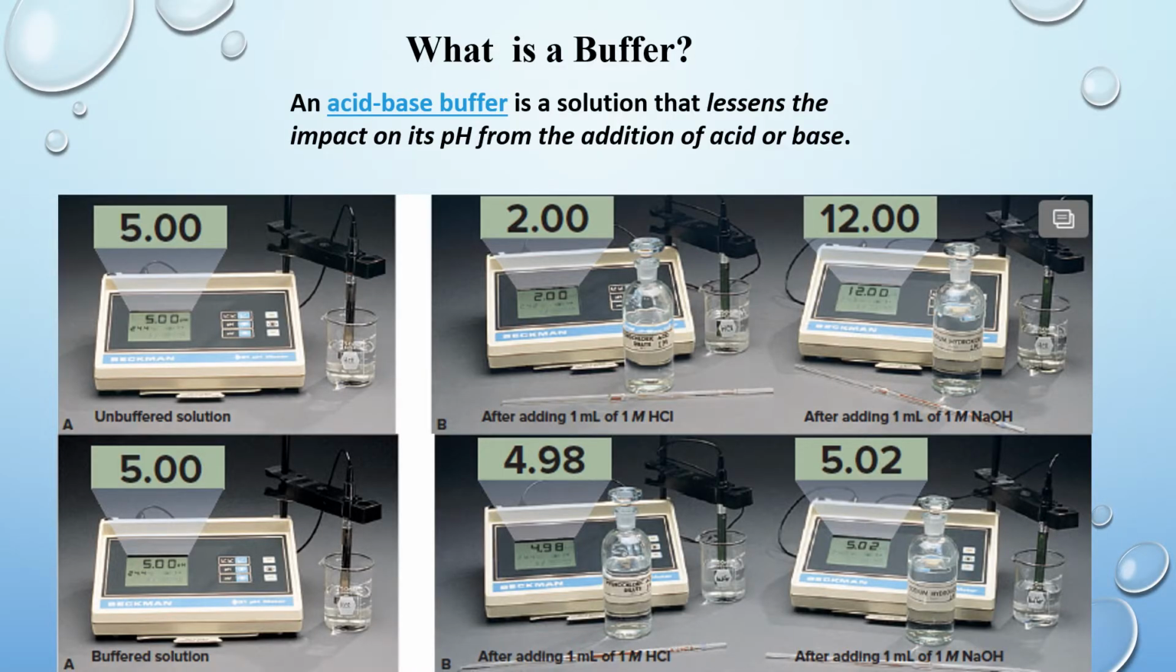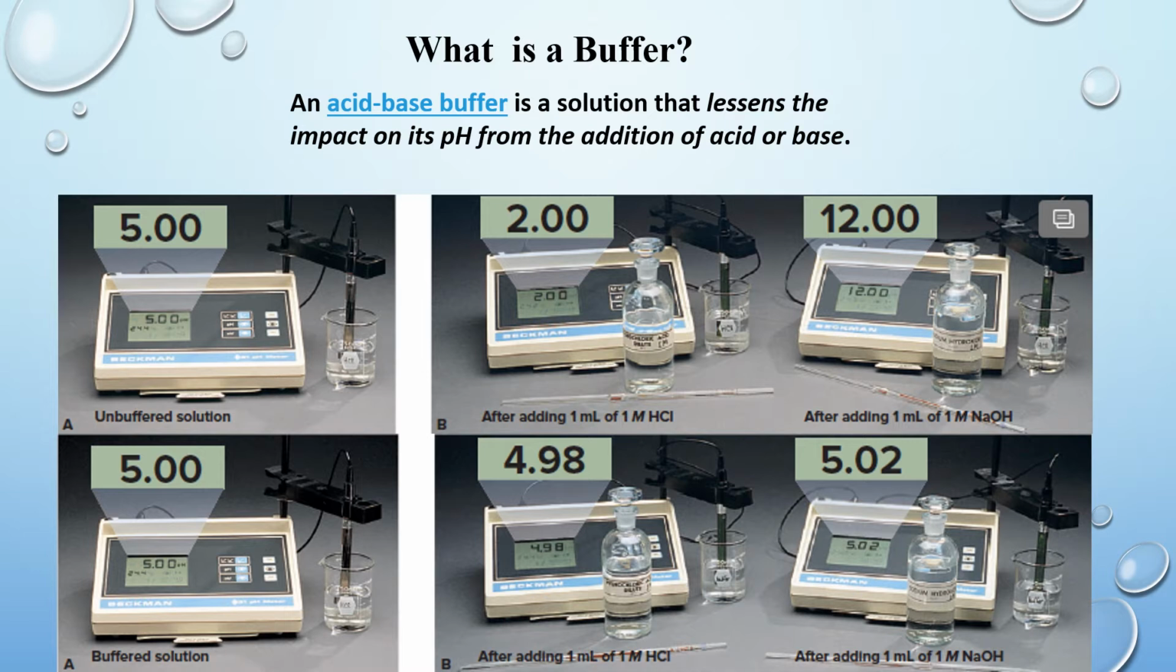An acid-base buffer is a solution that lessens the impact on its pH from the addition of acid and base. So if you have a chemical reaction in which you need to control the pH, you don't want the pH to change during the entire reaction. You're going to need a buffer, right? A buffer helps you maintain a certain range of pH, even when you add acid and base.